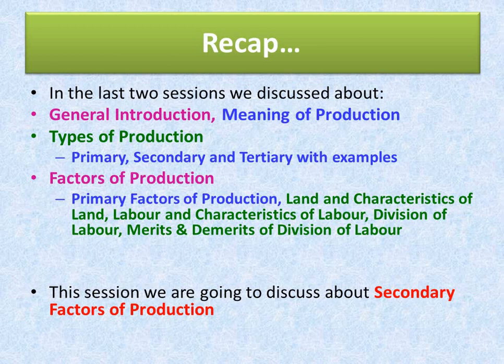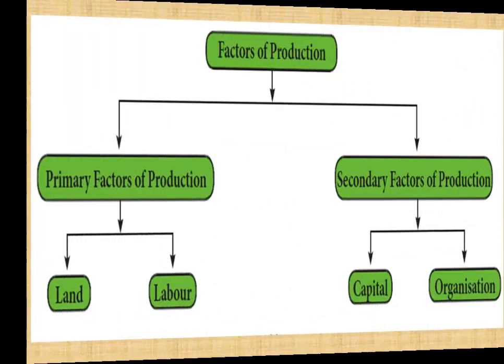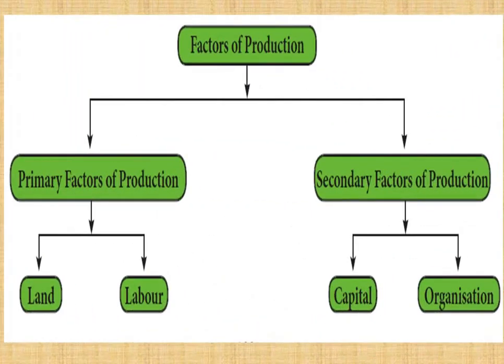Children, in this session, we will discuss about the secondary factors of production. Children, the factors of production are primary factors of production and secondary factors of production. The primary factors include land and labor. The secondary factors are capital and organization.